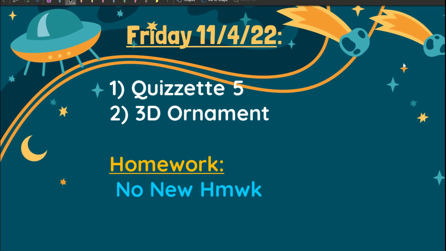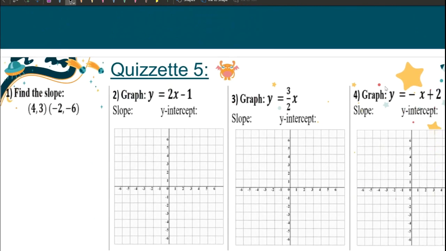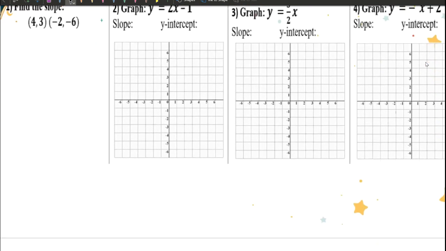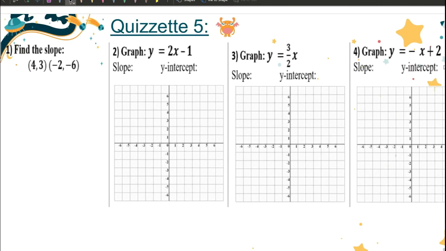Okay, and when you decorate your ornament, please check the name of the shape that you're doing. That gives you a hint of how the object is supposed to look, and you also learn the name of what you're doing. All right, we're going to go over Quizette 5. If you know how to do it, go for it. If you don't, then follow me on the screen.